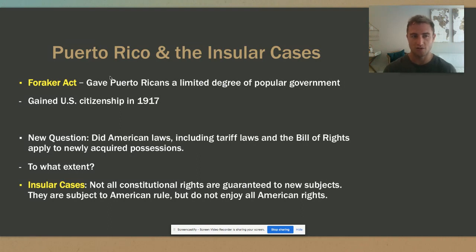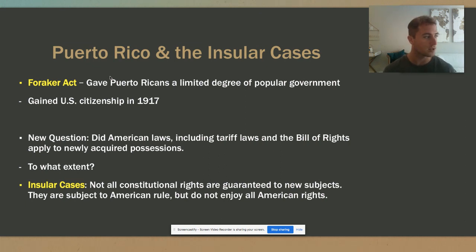So the United States is hesitant to give all of the rights that Americans have to Puerto Ricans. Congress passes the Foraker Act that says, okay, you can somewhat rule yourselves. And we'll give you eventual citizenship in 1917. But then the question is, okay, well, what about tariffs? What about our 14th Amendment with equal protection under the law?